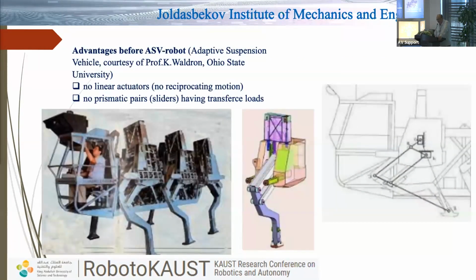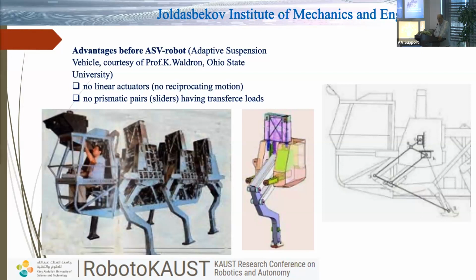The most promising scheme of the robot is used in the Adaptive Suspension Vehicle of Professor Waldron from Ohio State University. Due to kinematical decomposition of the leg construction, one linear actuator is responsible for horizontal and smooth motion of the robot body, and the second one on each leg is responsible for vertical motion of the foot.